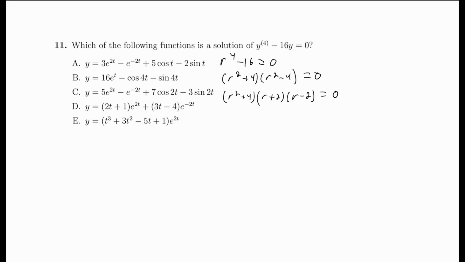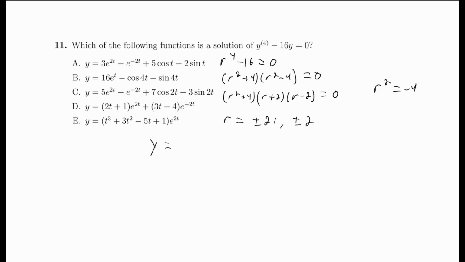From this r squared plus 4, we need that to be 0. That's obviously going to get us imaginary solutions because we'll have r squared is equal to negative 4. We get that r is equal to plus or minus 2i from that term. And then from r plus 2 and r minus 2, we just get r is equal to plus or minus 2. We can now go ahead and start writing out our general form of our solution.